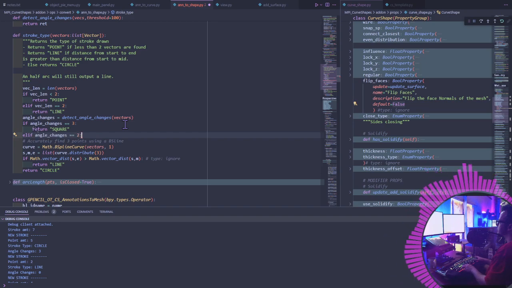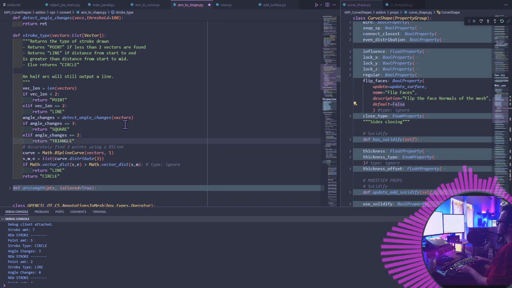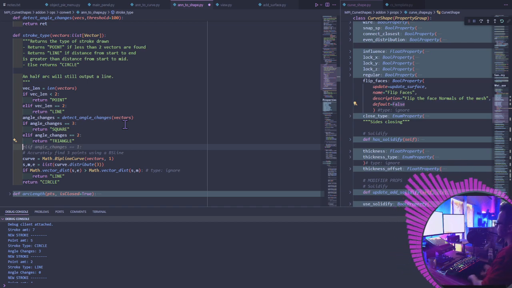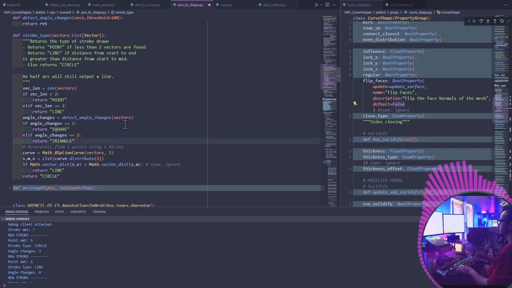If we have 2 angle changes, that's going to be a triangle. That's right. Let's see what Copilot thinks 1 angle change is going to be. No. Wrong. An arc usually won't have any angle changes over 100 degrees, I think.